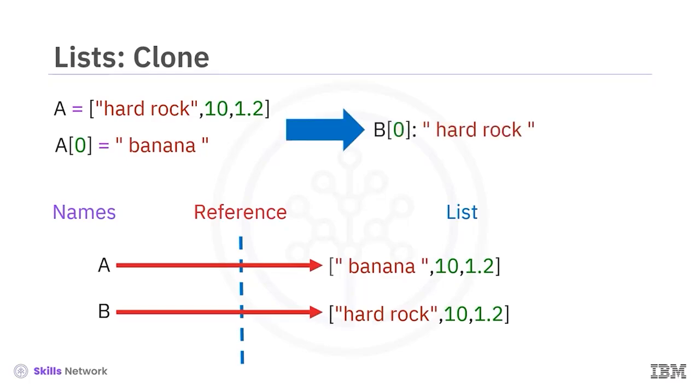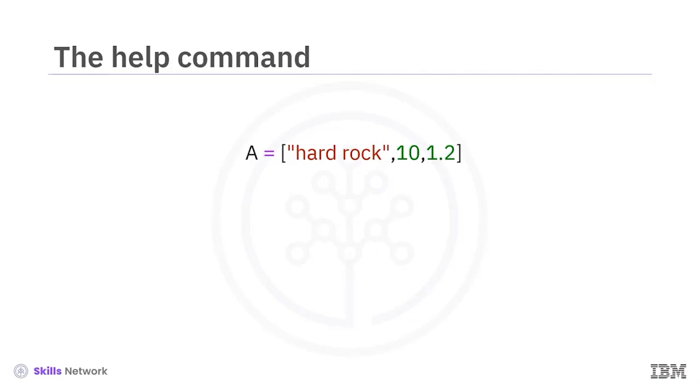We can get more info on lists, tuples, and many other objects in Python using the help command. Simply pass in the list, tuple, or any other Python object. See the labs for more things you can do with lists.